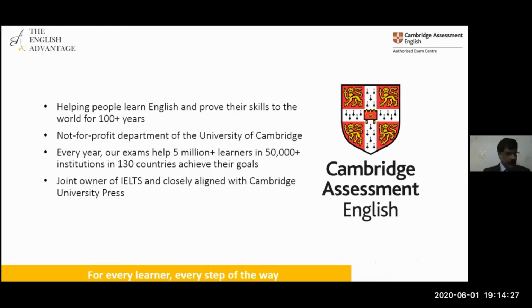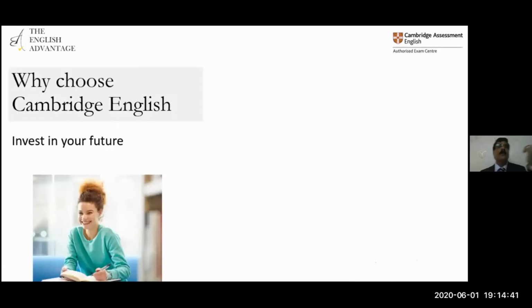But yes, Cambridge, like I said a little while ago, is the premier organization in the world that brings you English language proficiency. But how are we going to go about this? So why do we need to choose Cambridge English then?